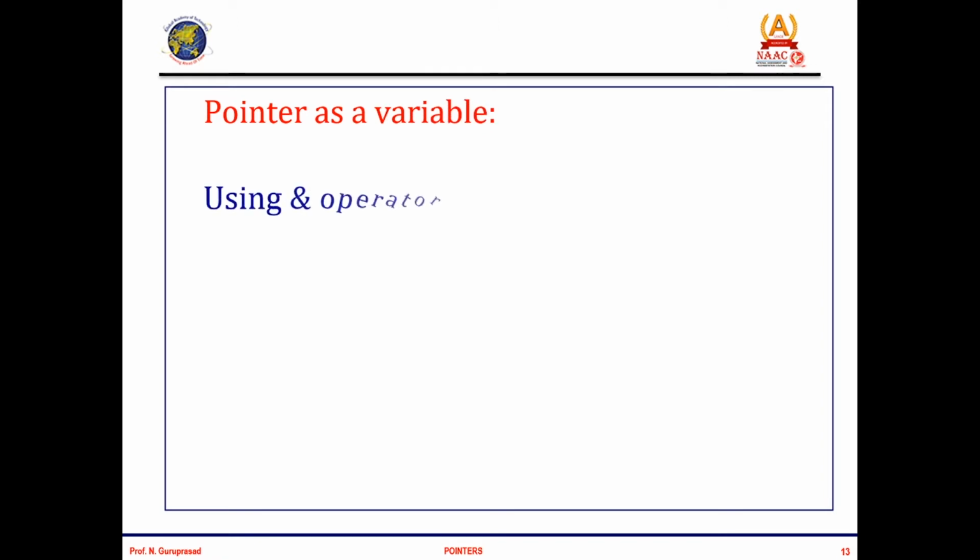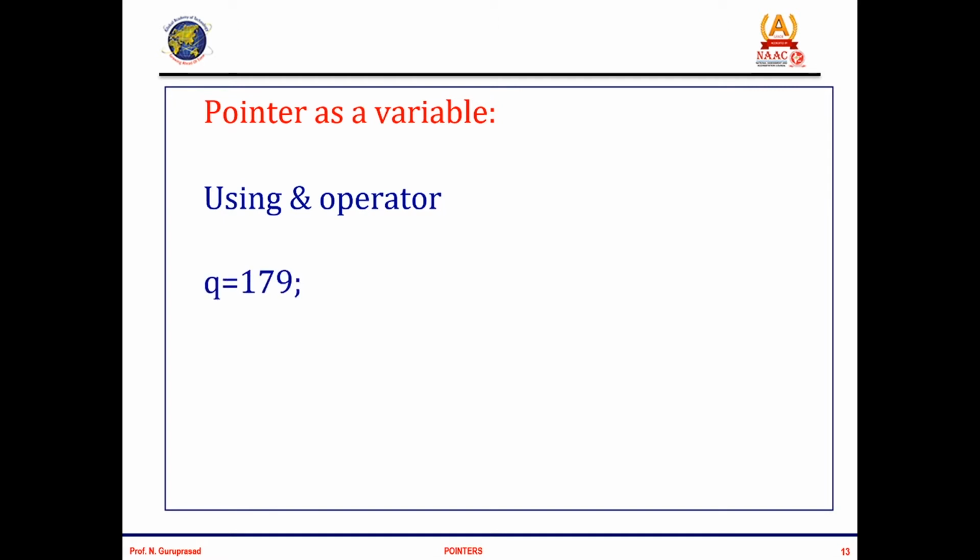Now let us look at pointer as a variable. Now this is using the ampersand operator. And this will give you the answer to the question that has been in your mind for a very long time, that is, why we never used the ampersand operator in the printf statement. So pointer as a variable is totally based on the ampersand operator, right?